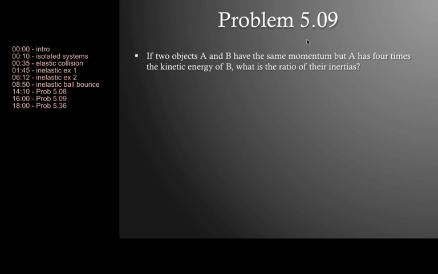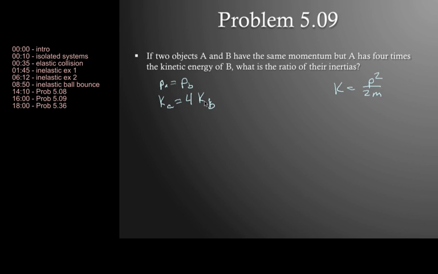All right, so the next problem is 5.9. We have two objects, A and B. They both have the same momentum, so that tells us PA is equal to PB. But A has 4 times the kinetic energy of B, so that means KA is 4 KB. The problem that we just worked out is really going to help us solve this one. So K is P squared over 2M.